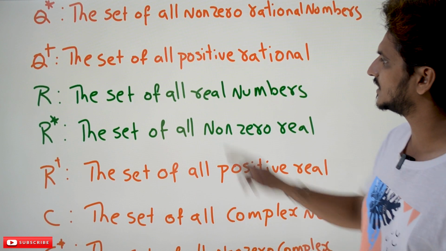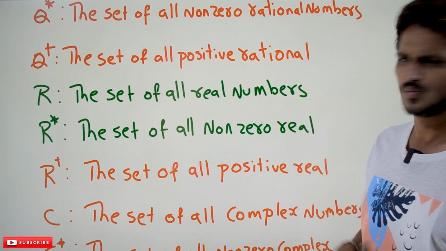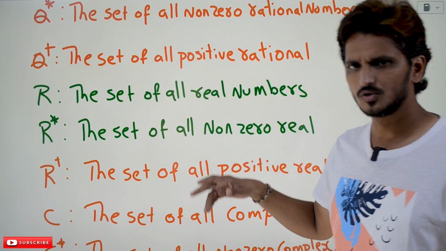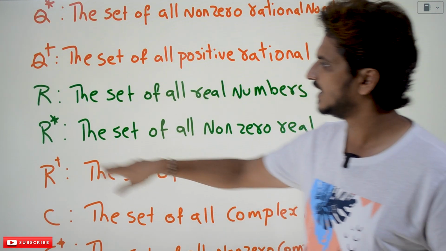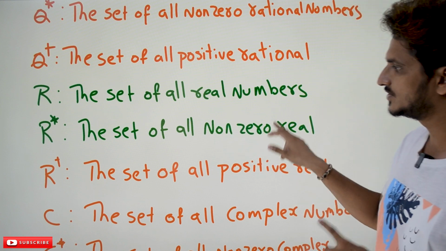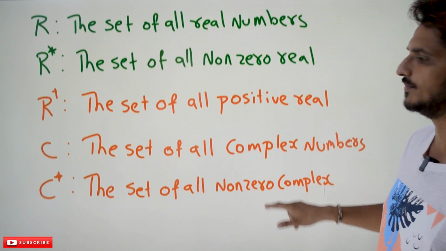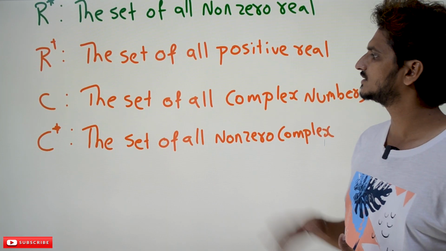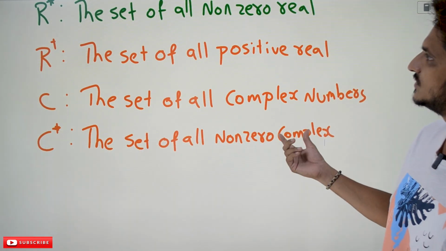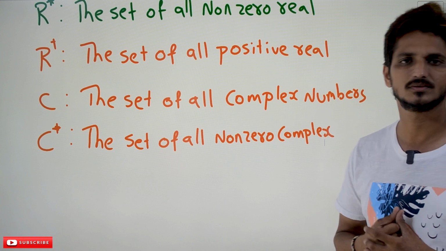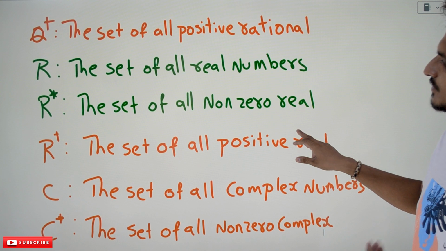Similarly, R is used. The set of all real numbers is mentioned using a capital R. We are not writing the set again, hoping that you already know what real numbers mean. R star means the set of all non-zero real numbers. R plus means the set of all positive real numbers. Similarly, last, C means the set of all complex numbers. C star means the set of all non-zero complex numbers. So these are the basic terminology which we are going to use in this discrete mathematics.